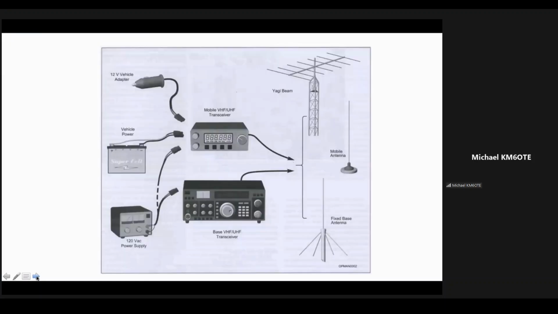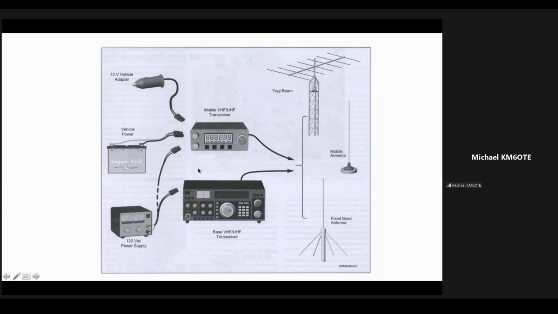So just to get started, your radio station will look something like this. It'll have a radio, either a mobile transceiver or a fixed base transceiver, and it'll have specifications which you will need to pay attention to, for reasons I'm about to go into. Coming into the unit, we have power, and you can have a 12-volt vehicle adapter, vehicle power off of a battery, or a DC power supply. This is a 12-volt power supply that runs off 120 volts.